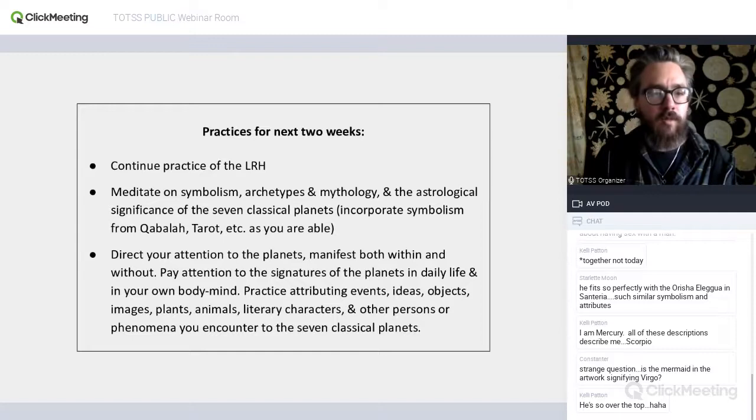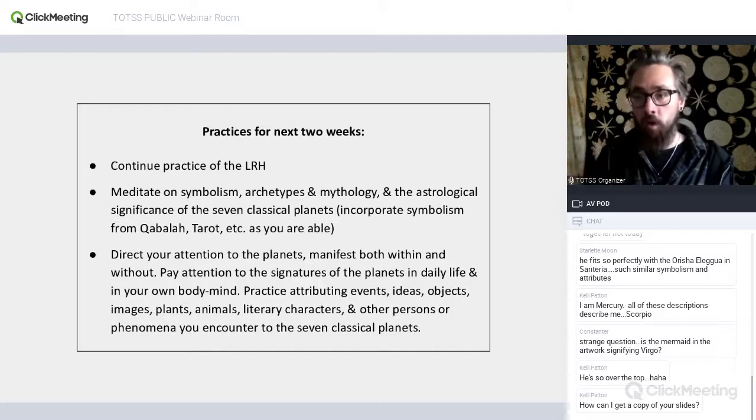I'm also suggesting that you take some time to meditate on the symbolism, the archetypes, the mythology, the astrological significations of these planets. And really think about them as a map of the human psyche, as well as our reality and the world and social life and relationships and all that sort of stuff. So just meditating on that, and then as you're able, connecting that to Qabalah or tarot or other symbol systems that you have.